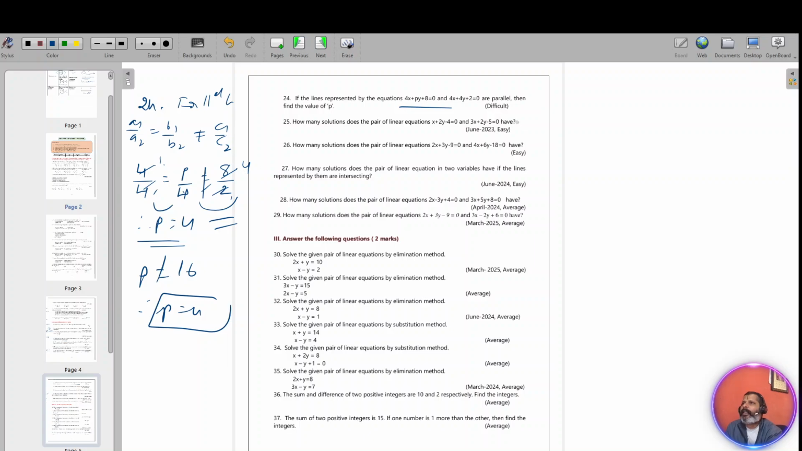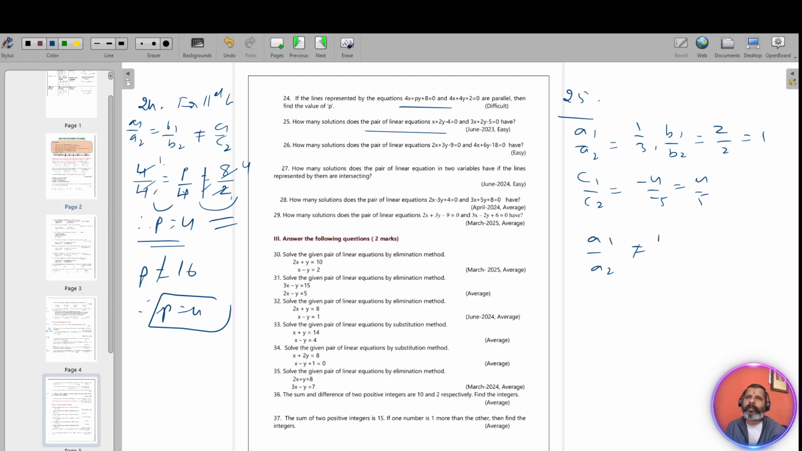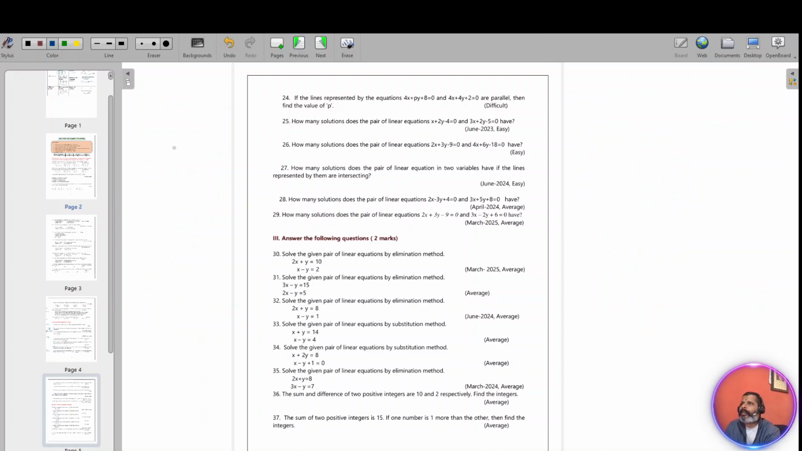Let's see the 25th. How many solutions does this have? You have to get the equation first. A1 by A2 equal to 1 by 3. B1 by B2 equal to 2 by 2 means 1. C1 by C2 equal to minus 4 by minus 5, that is 4 by 5. Here clearly we get A1 by A2 not equal to B1 by B2, right? 1 by 3 not equal to 1. Therefore, exactly one solution. Pair of linear equations have exactly one solution. Okay. We'll move to the next one, 26th one.